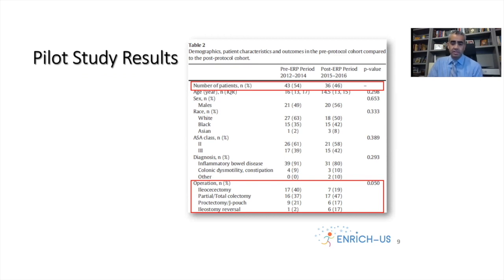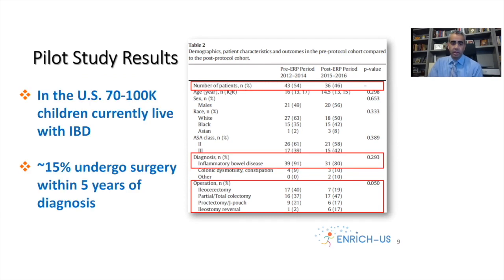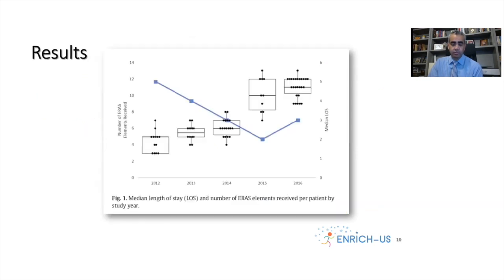pre-implementation of enhanced recovery time period and about 40 patients in the post period as well. The vast majority of these patients underwent major abdominal and gastrointestinal surgeries like ileocecectomies, partial colectomies, total colectomies, J-pouch creations, and so on. The majority, 80 to 90% of these patients, were patients with inflammatory bowel disease. And we know that this is a major problem, with about 70 to 100,000 children currently living with inflammatory bowel disease in the United States. And we know that about 15% of these patients undergo surgery within the first 5 years of diagnosis.